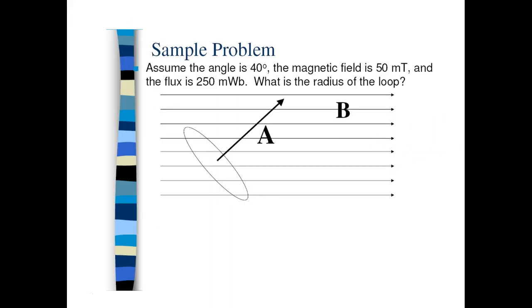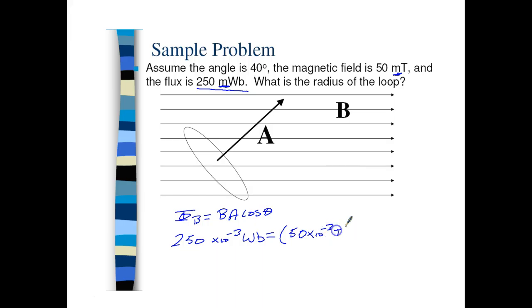So let's actually do a problem with this. Here's that ring again. It's not perpendicular, it's not parallel, so we've got to use the formula for it. So we're going to say here Φ is equal to B times A times the cosine of the angle. We know that the flux is 250, and notice they've put in a prefix here, milli, so this would be 250 times 10 to the negative third, and then the unit is called a Weber, and it's just Wb.